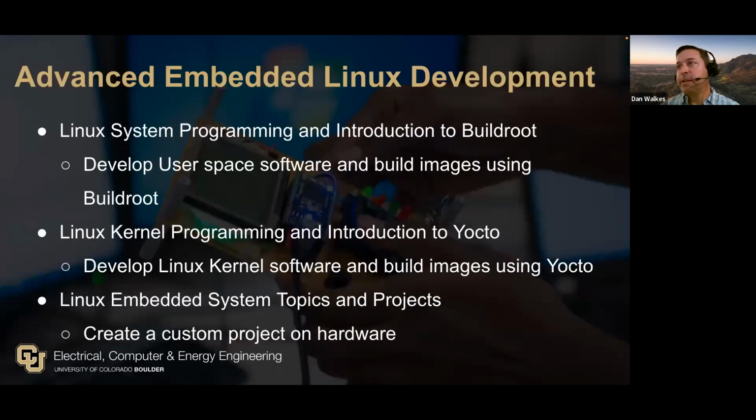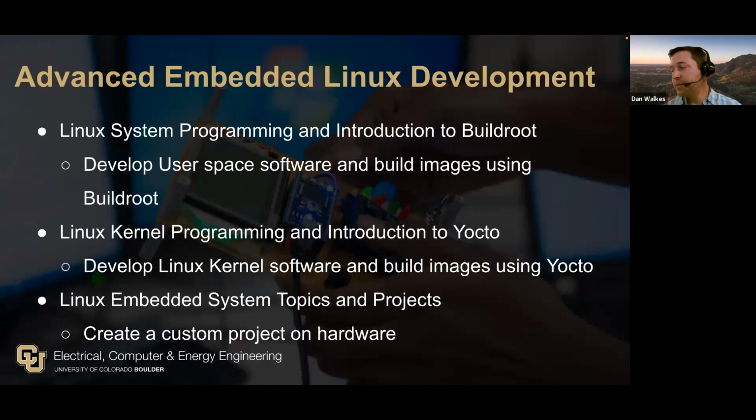So the Advanced Embedded Linux Development course sequence consists of 3 courses. The first one is Linux System Programming and Introduction to Buildroot. In this course, we focus on user space applications, so the kind of applications that you would interact with directly. We'll develop user space software and build images using a build system called Buildroot that allows us to customize exactly what we want in our embedded system image and build an image that's suitable for deploying on hardware.